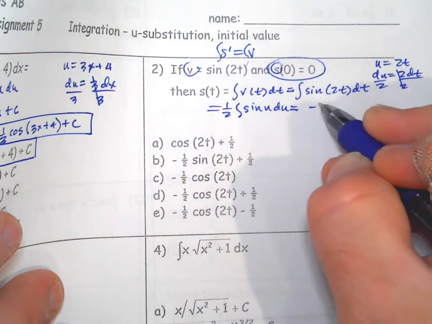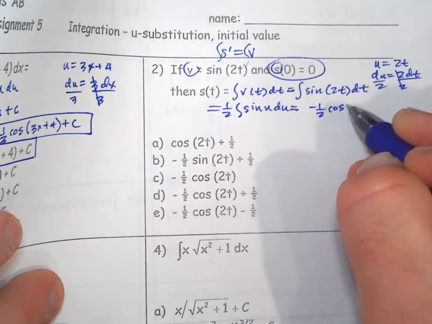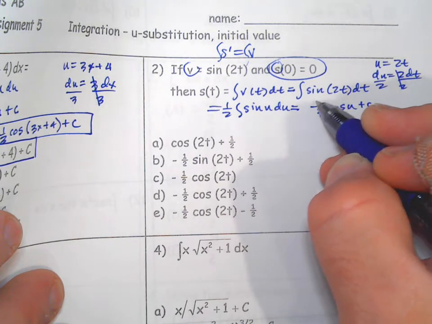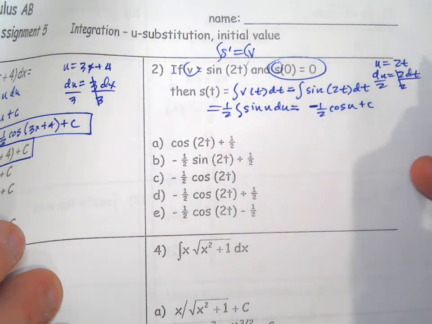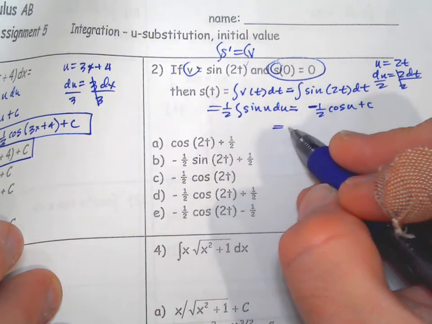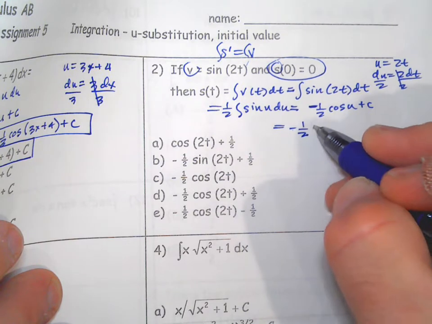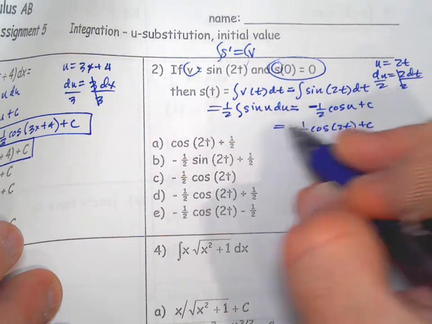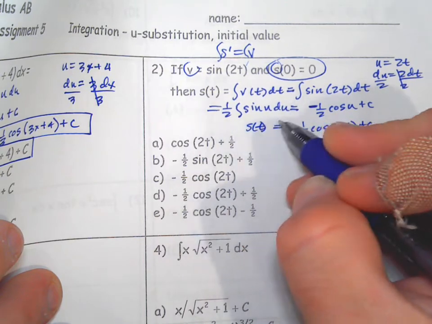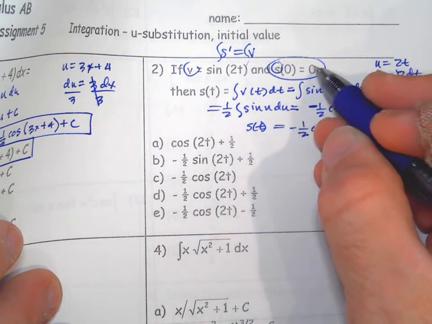That's going to be 1/2 cosine u plus c. I need an extra negative because of the cosine. Cosine is a negative sign, don't want a negative. That's going to be negative 1/2 cosine 2t plus c. So that's your position function. We want to go and find the c value. You'll notice none of these have c's, but they give you initial conditions.